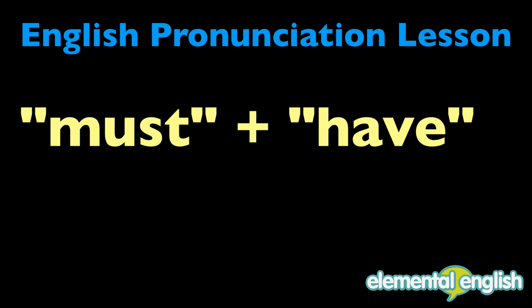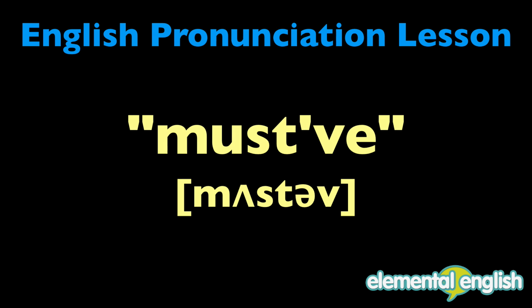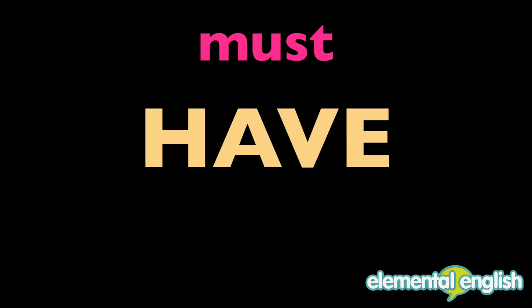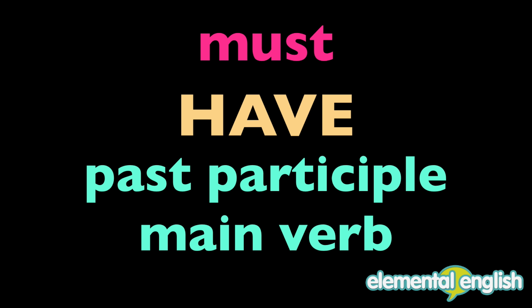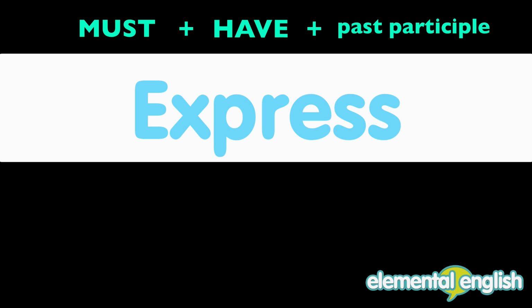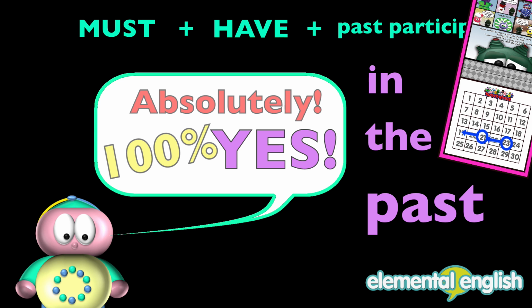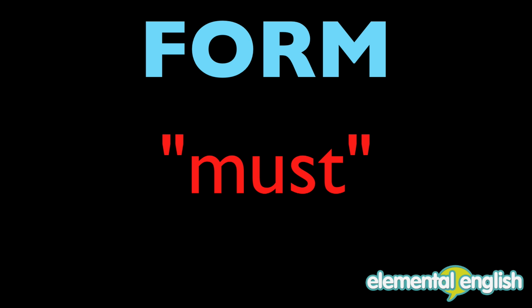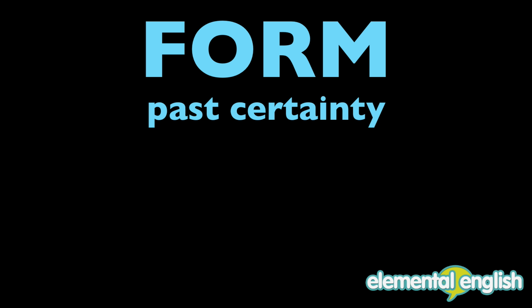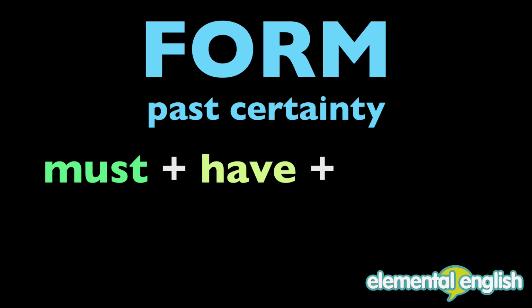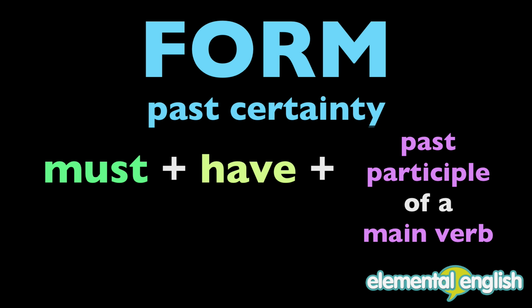Must have becomes must've. The verb must is used with have and the past participle of a main verb to express something that the speaker believes absolutely happened in the past. To form a sentence with must to talk about a past certainty, you say must, then have, and the past participle of a main verb.